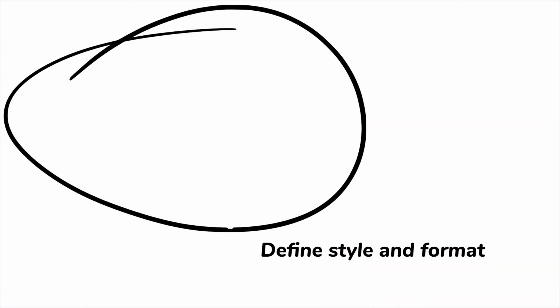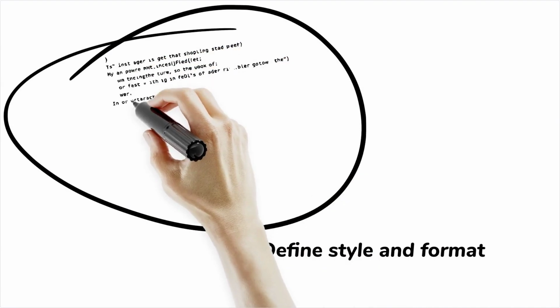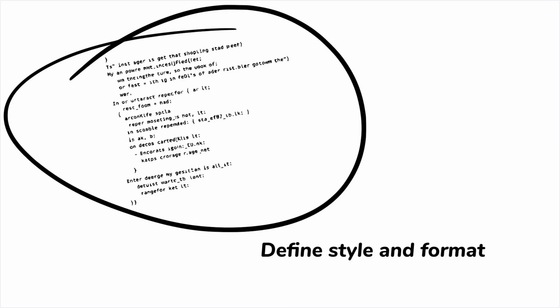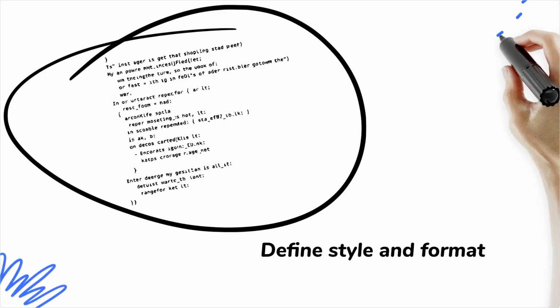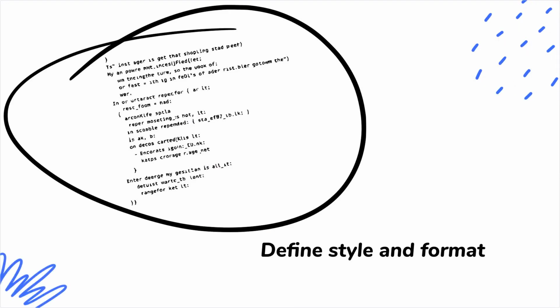Define the style and format. Specify the desired output format, such as code blocks, tables, or numbered lists. For example, generate a Python function to sort a list of integers. Include comments explaining each step.